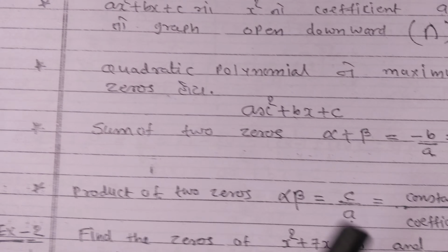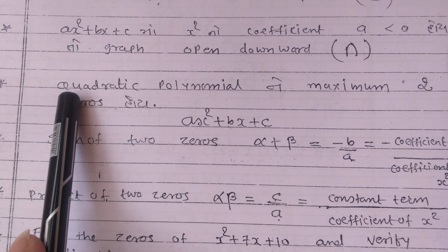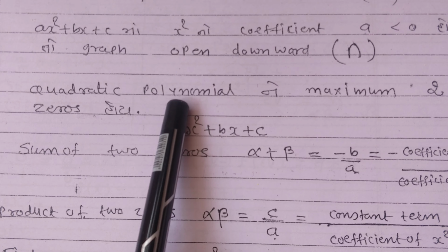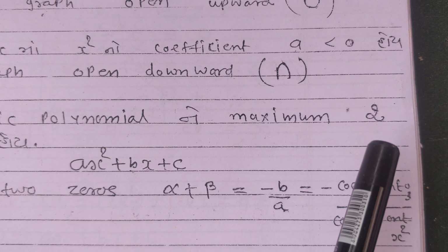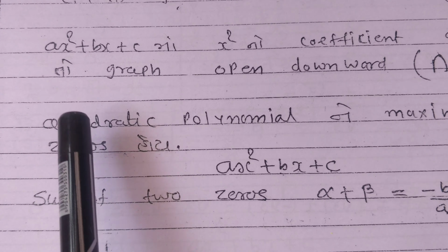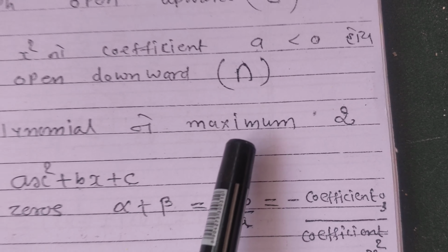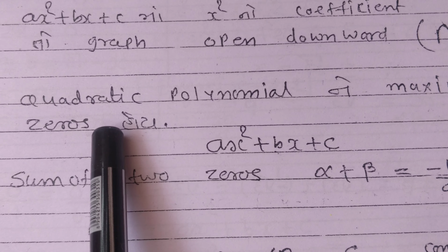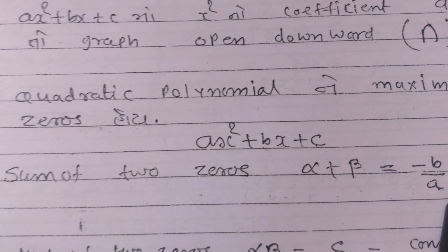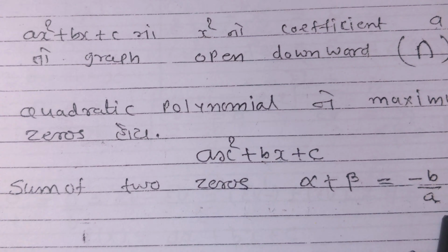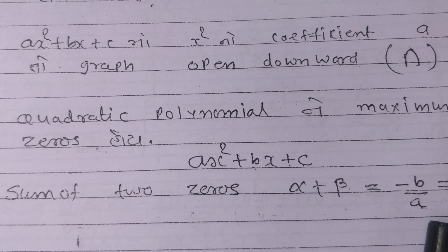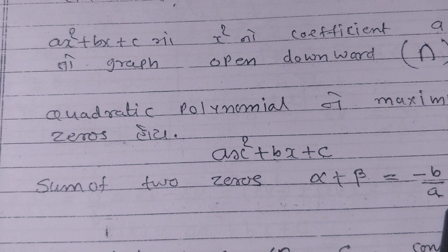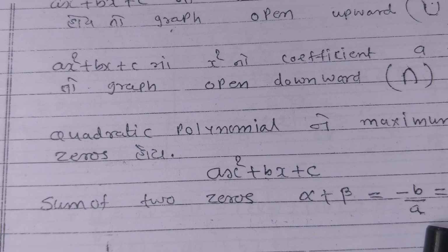Okay. Now remember also this one. A quadratic polynomial has a maximum of 2 zeros. That means a quadratic polynomial has either no zero, 1 zero, or 2 zeros. You cannot get more than 2 zeros of a quadratic polynomial.